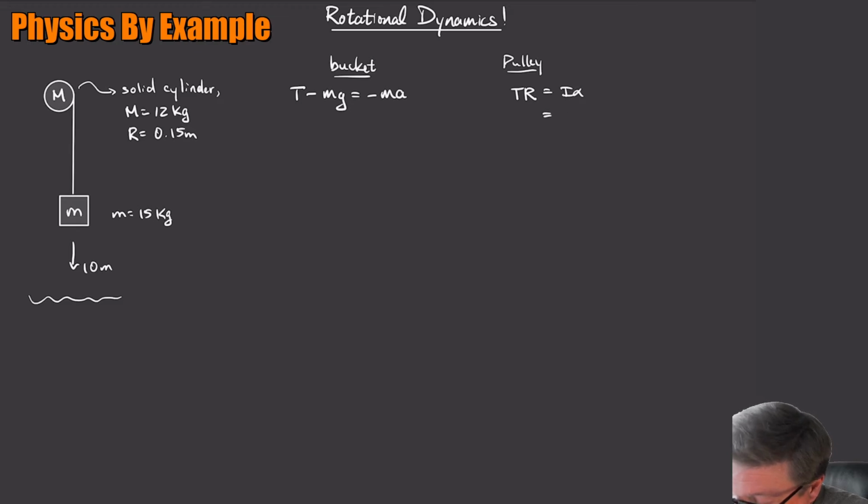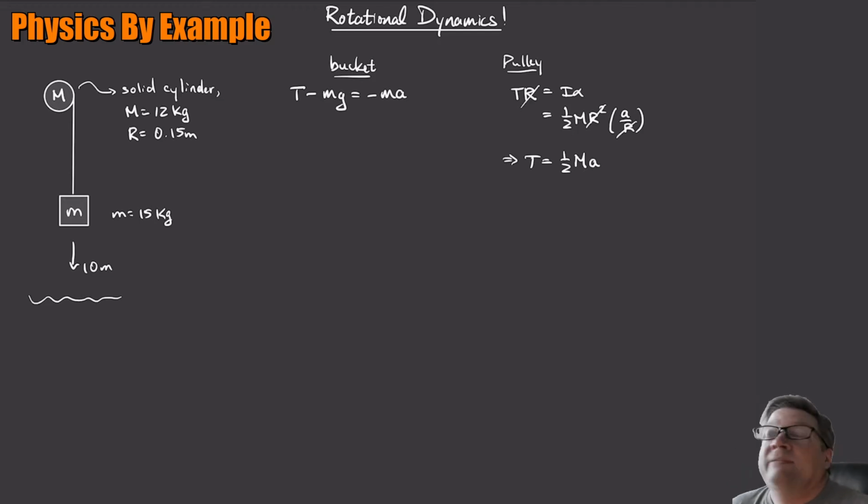And I is going to be 1/2 MR squared, since it's a solid cylinder. And alpha, if it unwinds without the rope slipping, then the relationship between alpha and regular a is just a over R. So once again, I can bring this R over to this side, and it cancels all those R's. So what this tells me is that the tension on the rope is just 1/2 M times a. Very cool. Now I can substitute that back in above and solve for a.